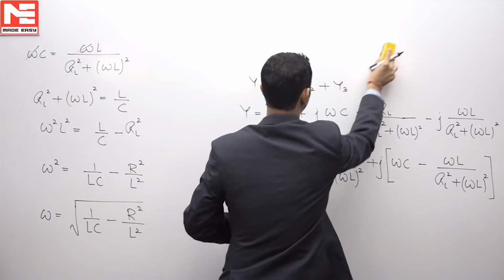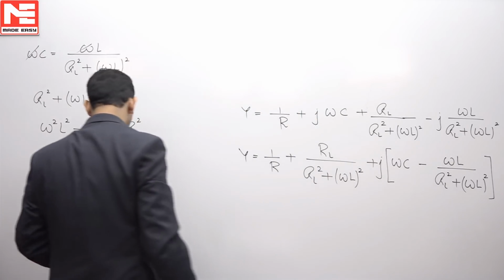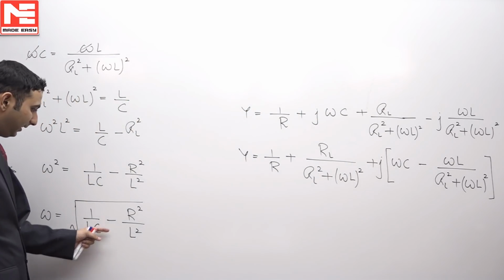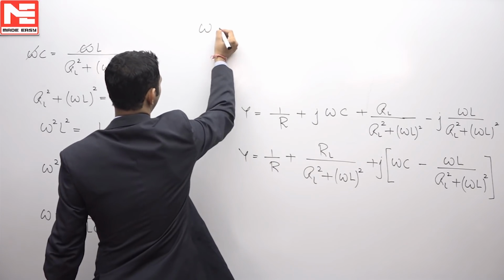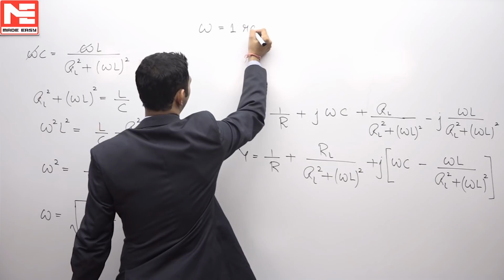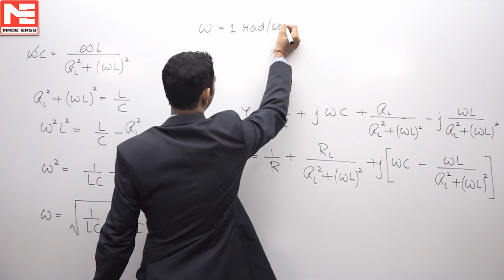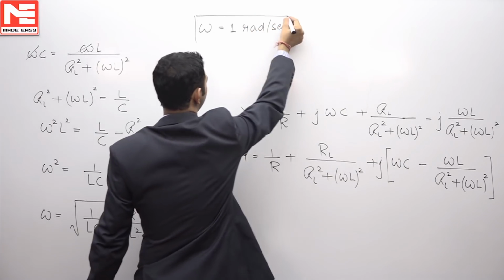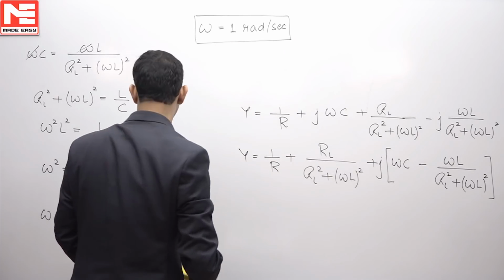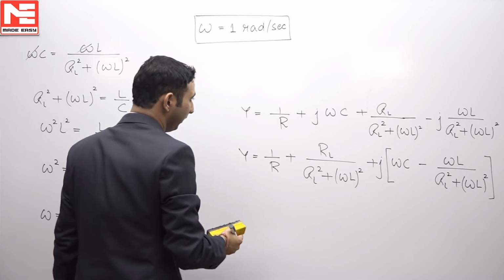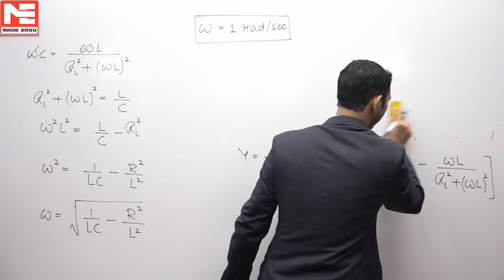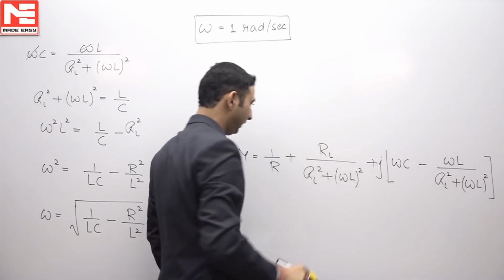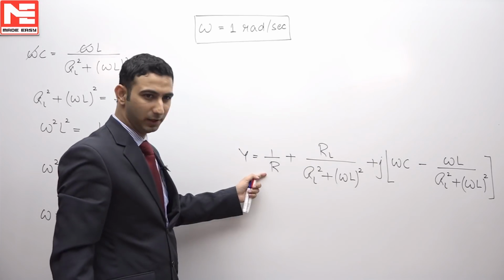Now if you substitute the values of L, C, R and RL, you will see omega, the resonant frequency, is coming as 1 radian per second. So this is the value of the resonant frequency that we have got. Now we want to calculate the net admittance of the circuit at this frequency. So now you see we will substitute the value of omega in this equation.